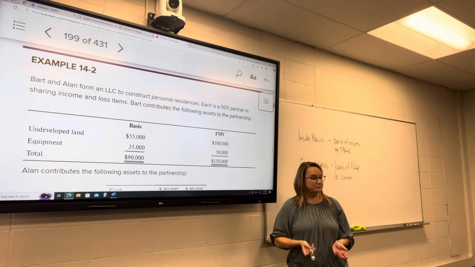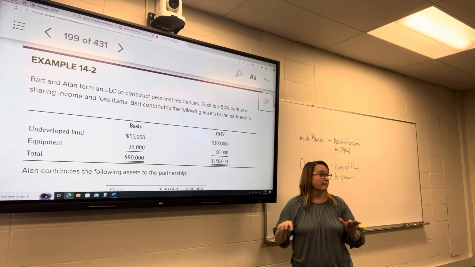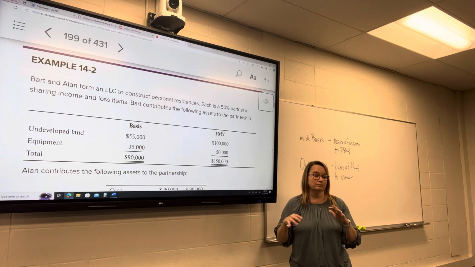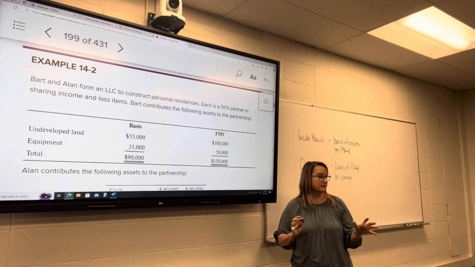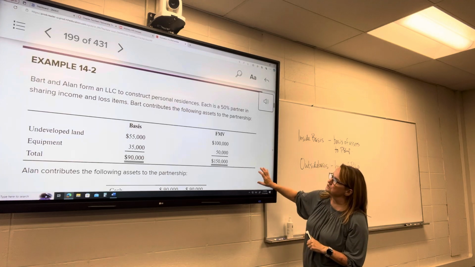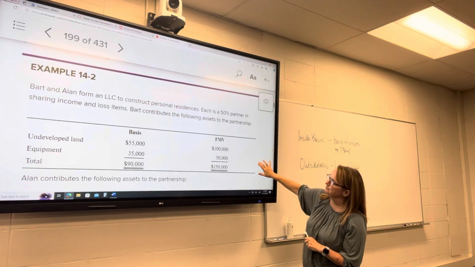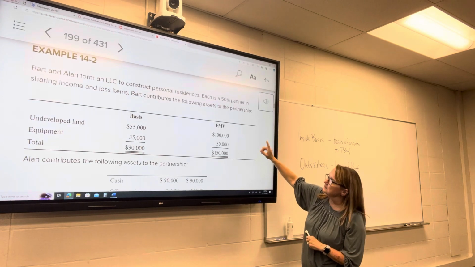By the way, that 50% is going to be determined by the fair market value of the assets that they contribute. That's the only reason fair market value is going to be used, is to determine what percentage ownership each person has in that partnership. So, Bart contributes these items.